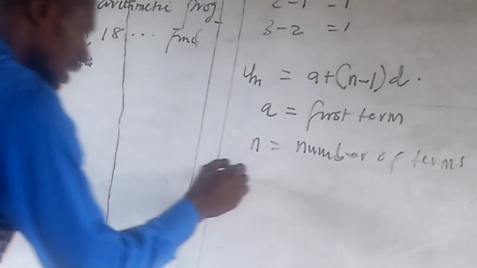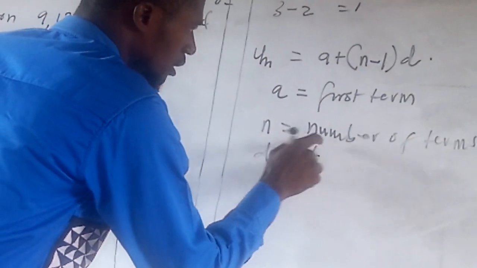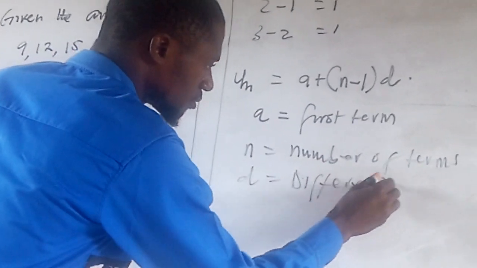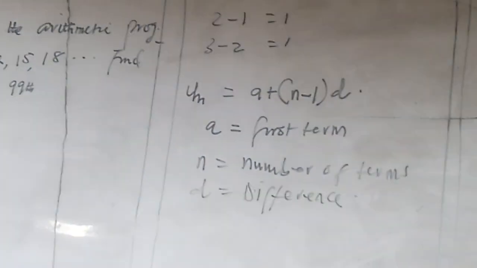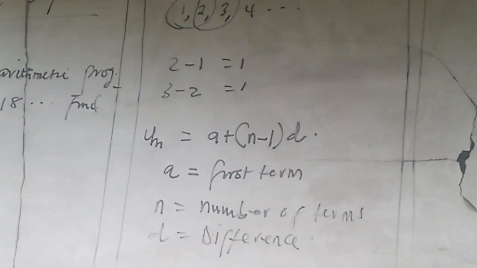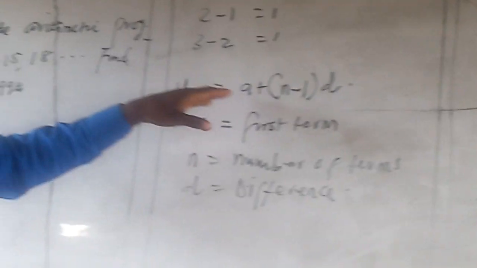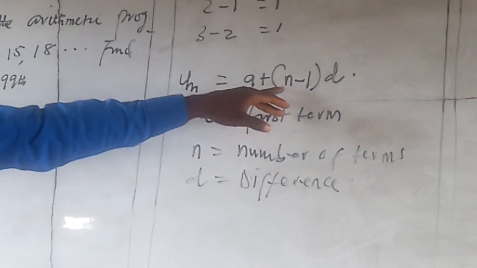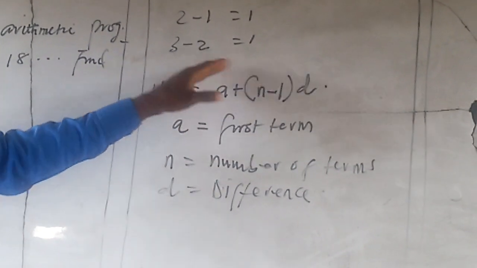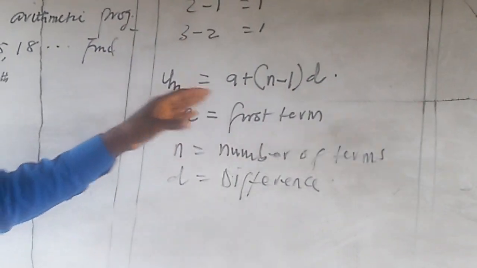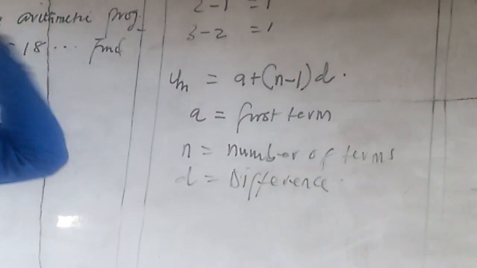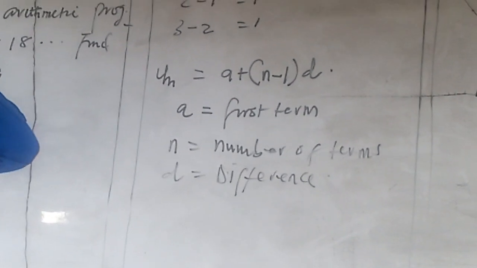And then our d, which is our difference. d means the difference. We have Un equal to a plus (n minus 1) all multiplied by d. In this case, our a is the first term, n is the number of terms, and our d is the difference that exists between the sequence.